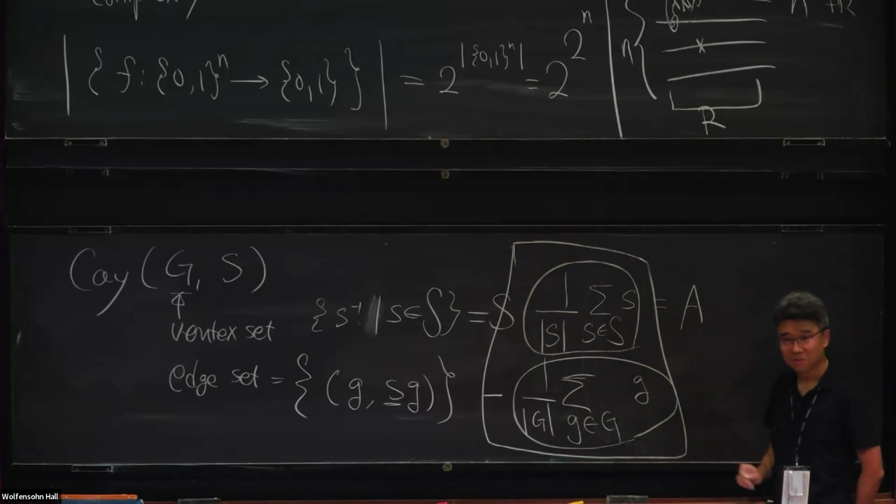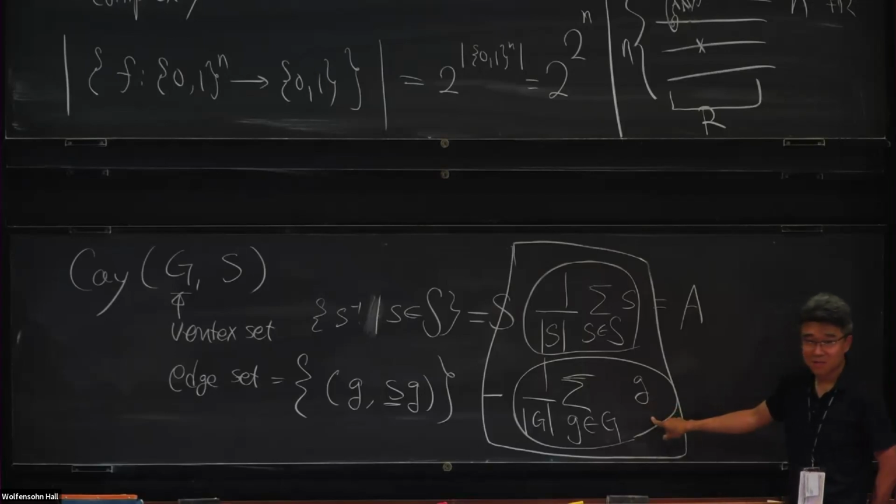But there's another problem. Viewed as a matrix, this is of size order G. If you go to an infinite group, the matrix is infinite. I don't want to deal with infinite matrices. So I want to make it finite dimensional. How can I do that?